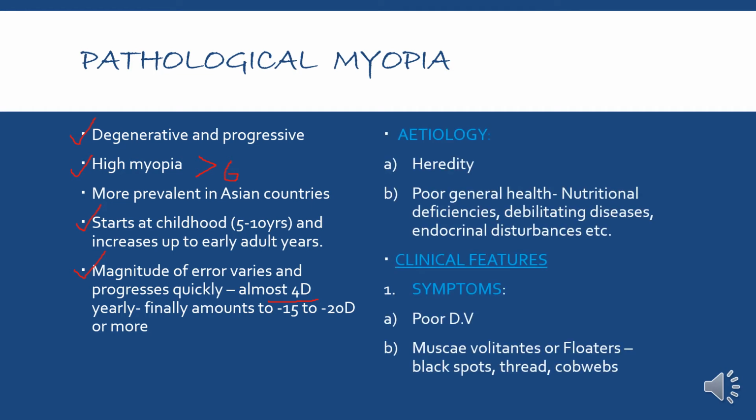Etiology is heredity and poor general health, that includes nutritional deficiencies, debilitating diseases, endocrinal disturbances, etc. The symptoms are poor distance vision and muscae volitantes. They are also known as floaters. Patients can complain of black spots, threads, cobweb-like structures. Okay, all of these fall under pathological myopia.